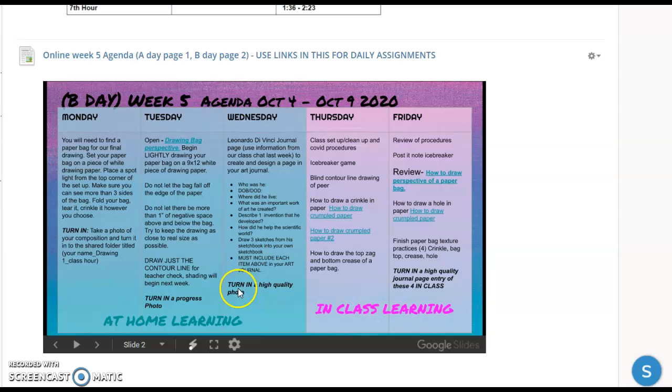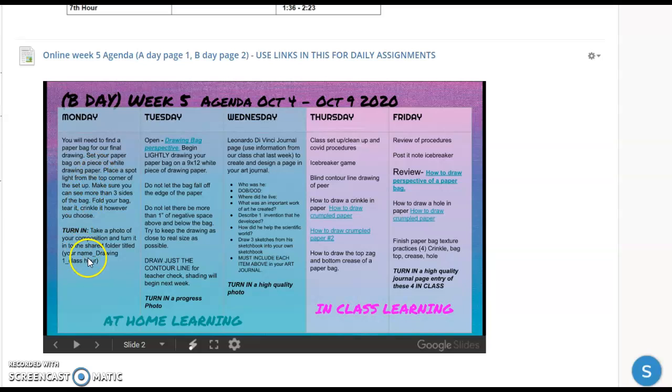Then on Wednesday, everyone will be working on the Leonardo da Vinci journal entry page, using information from last week's class. In person, we're learning how to draw different types of paper: crumpled paper, flat paper, paper with holes in it. So in class, I'm guiding you through the drawing portion. At home, you're preparing for your project.